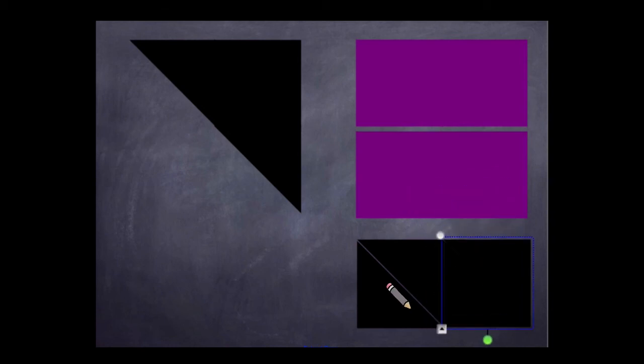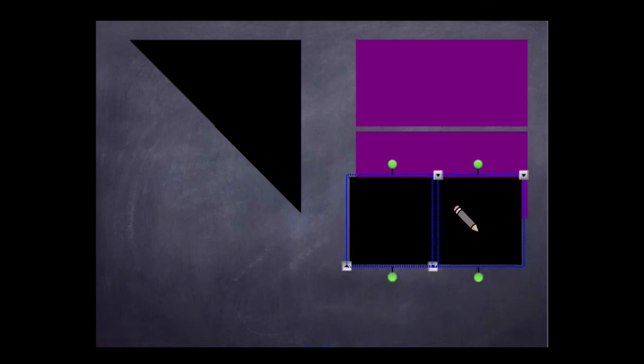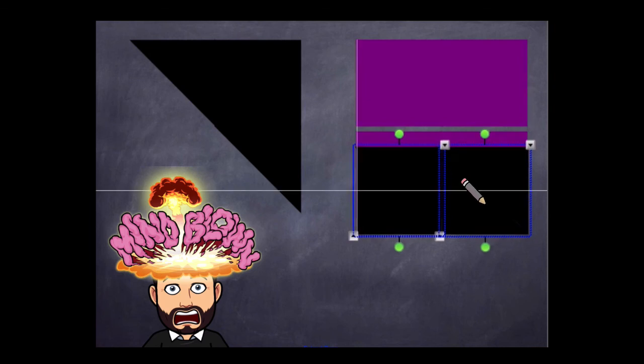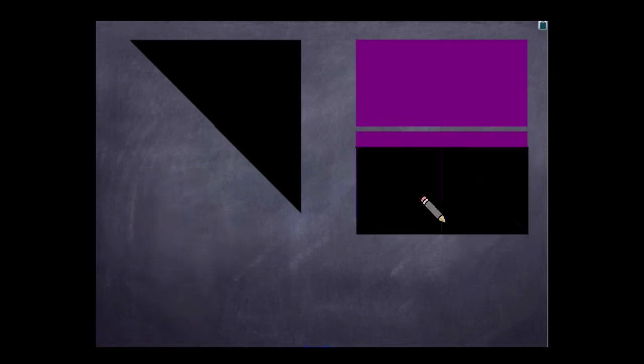And goodness gracious, would you look at that? What have we here? Is your mind just blown right now? We have made a triangle into a rectangle to demonstrate that half of a square as a triangle and half of a square as a rectangle is the same thing. They are equivalent. Mind blown.